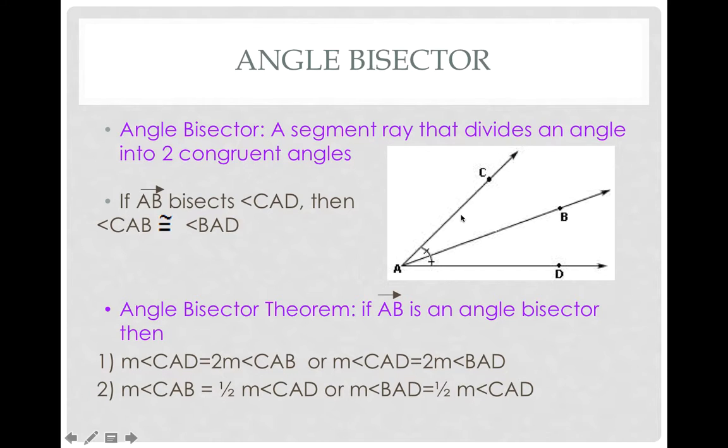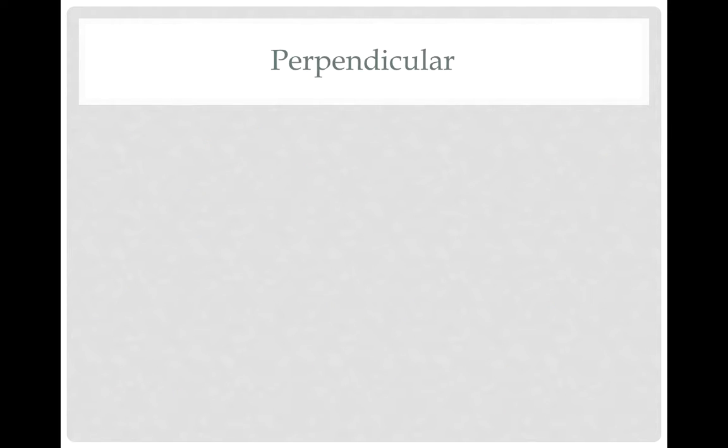Or if you reverse the way that we get from the large angle to the little angles is by halving the measure of the big angle. So if we halve the measure of CAD, we will end up getting CAB or BAD. So that's why CAB equals 1/2 CAD, or angle BAD is half of angle CAD. So those are some angle bisector theorems for you to recognize.